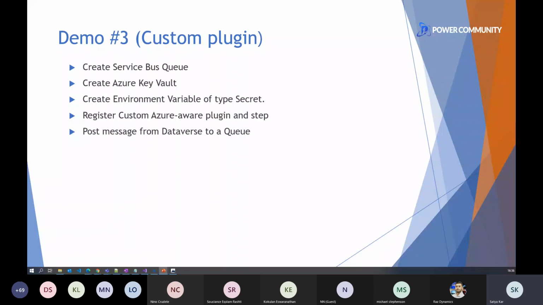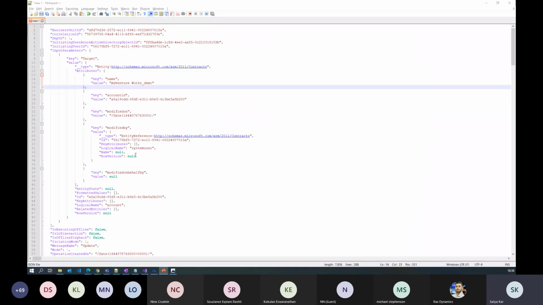So it needs complex parsing, right? In order to simplify that, is there a way that we could send a custom payload instead of sending the big JSON or XML that we have seen here? So this was the original message posted from Dataverse into the Azure Service Bus whenever the user triggers the action. But is there a way that we could send a custom message? Yes, basically we can, but we have to write a custom plugin for that.